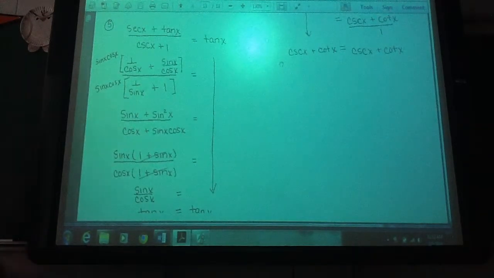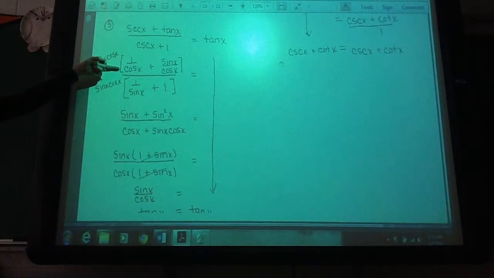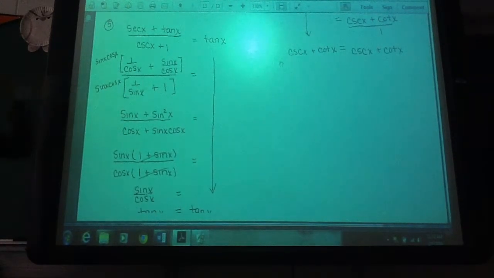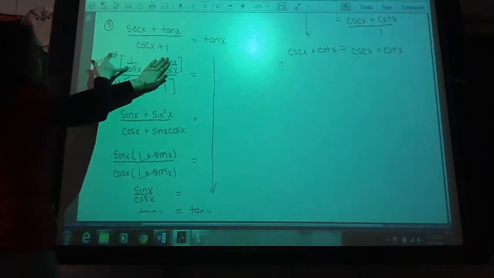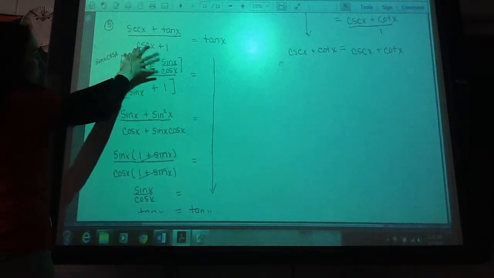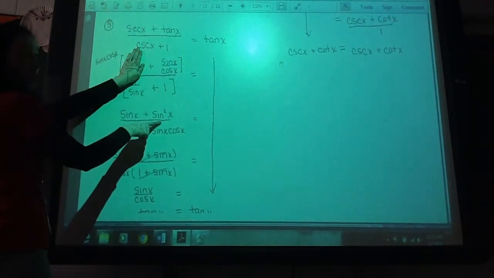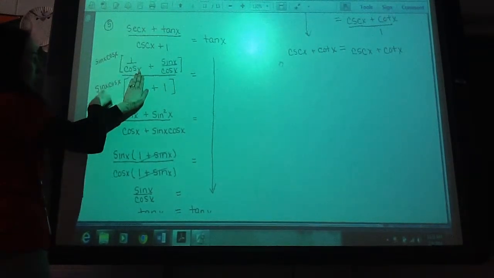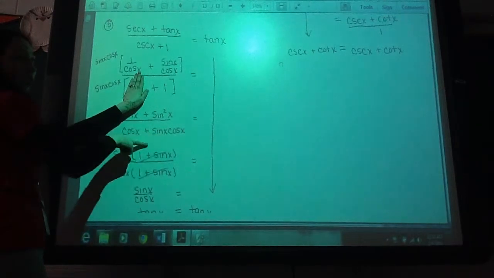And there's number 5. So the first thing I did here was turn everything into sines and cosines. And then on top, I have an unwanted cosine in a denominator. On the bottom, I have an unwanted sine in the denominator. So when you have those unwanted denominators, if you multiply everything by the denominators, they will go away. So on top, the cosines cancel, leaves me with sine. The cosines cancel again, sine times sine is sine squared. On the bottom, the sines cancel, leaves me with cosine, and then nothing cancels, so I have sine cosine.